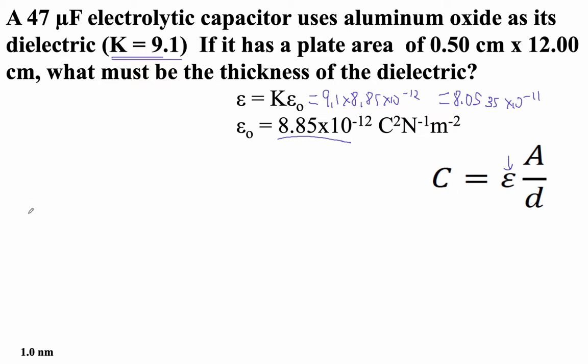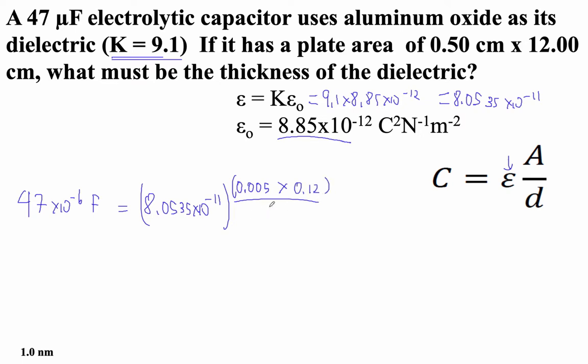So our capacitance is 47 times 10 to the minus 6th farads. That's going to be 8.0535 times 10 to the minus 11th. Our area is, what is it? Oh no, that's too hard. Let's see, it's 0.005. I feel like that's right, because a centimeter would be here. This would be millimeters, right? Times 0.12. Oh, and then we're solving for D. Okay. There we go. I think I'm good.